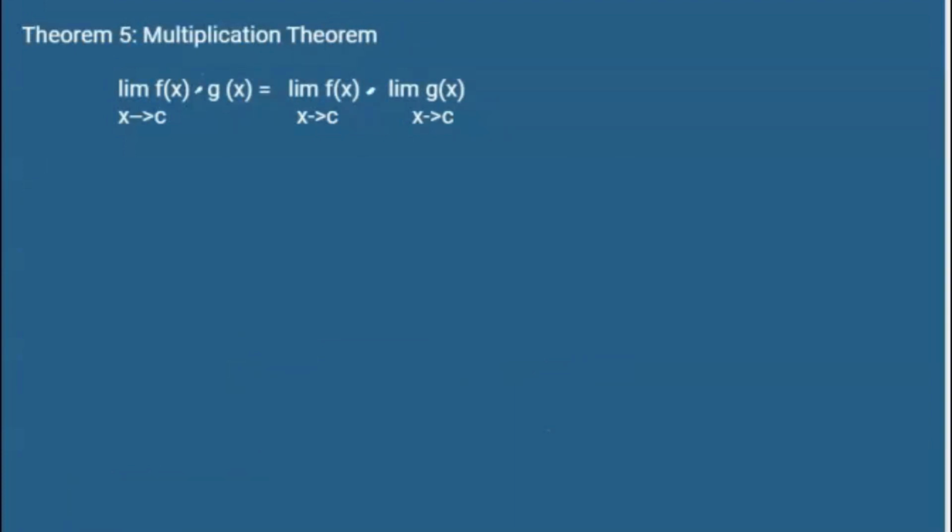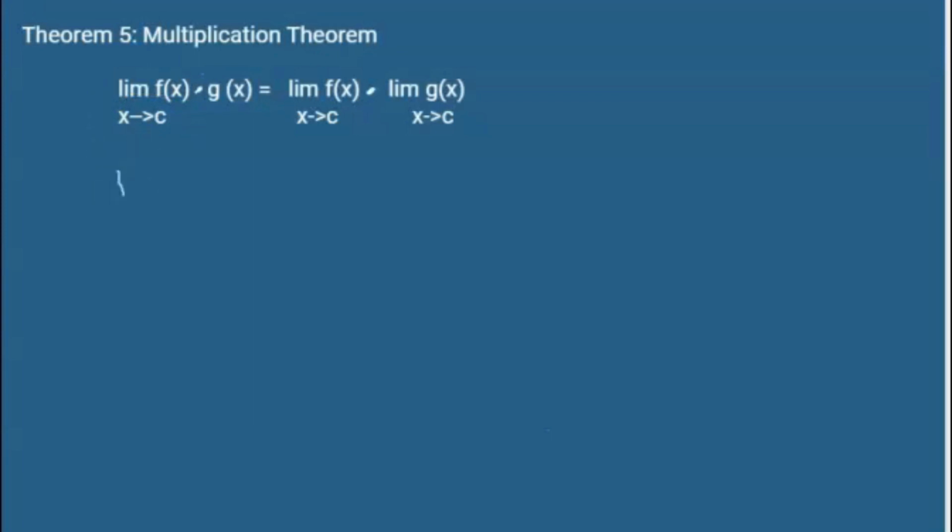Let's go now to theorem number 5, which is the multiplication theorem. It states that multiplying two limits that exist gives the same result as multiplying the functions and then finding the limit of the product. Okay, let's have an example to understand this further.